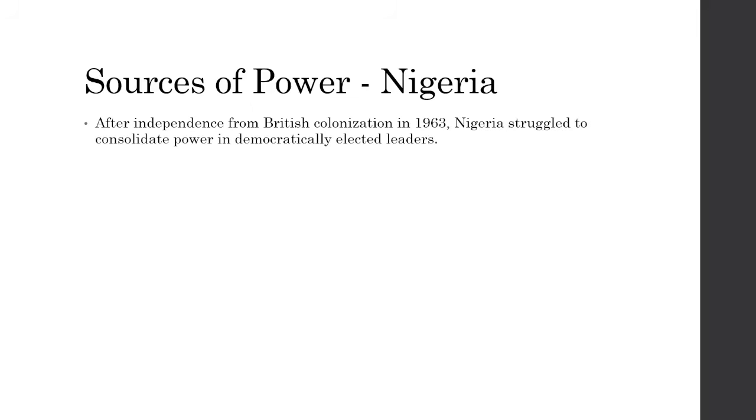So after independence from British colonization, which they were colonized as a result of the Berlin Conference, if you're familiar with that, they gained their independence in 1963. Nigeria struggled to consolidate power in democratically elected leaders. They were struggling to be a standalone country, which makes sense. It's hard going from all this authority from a different source to being out on your own.